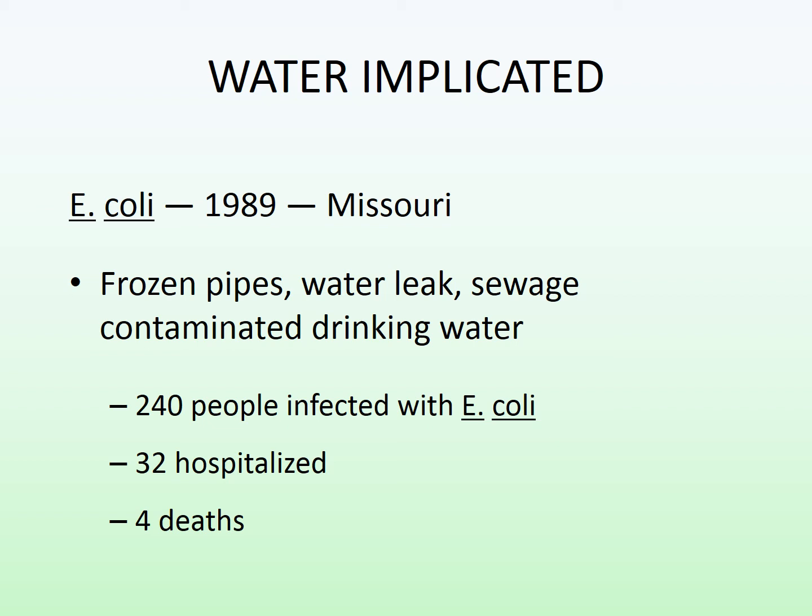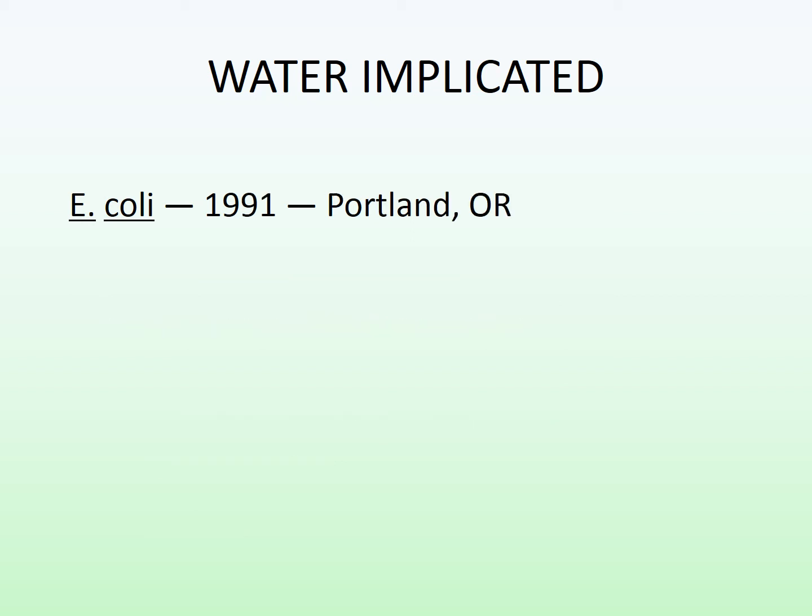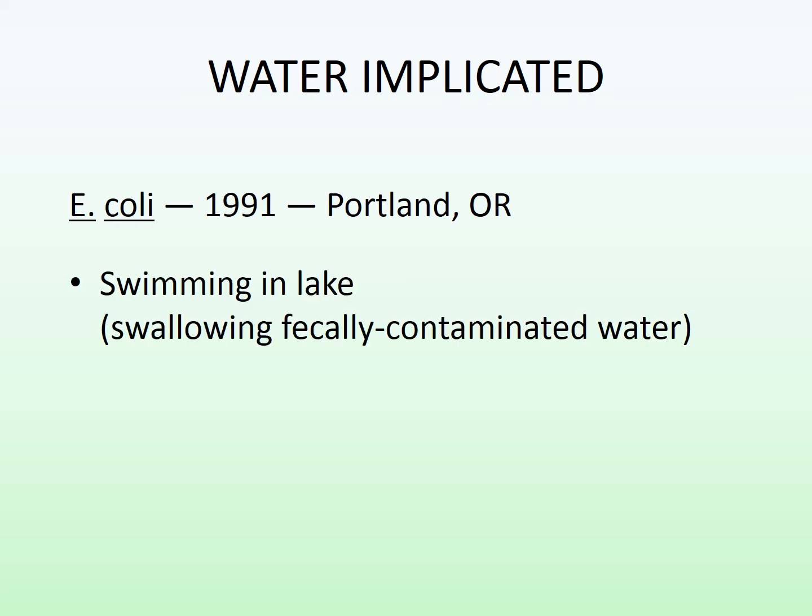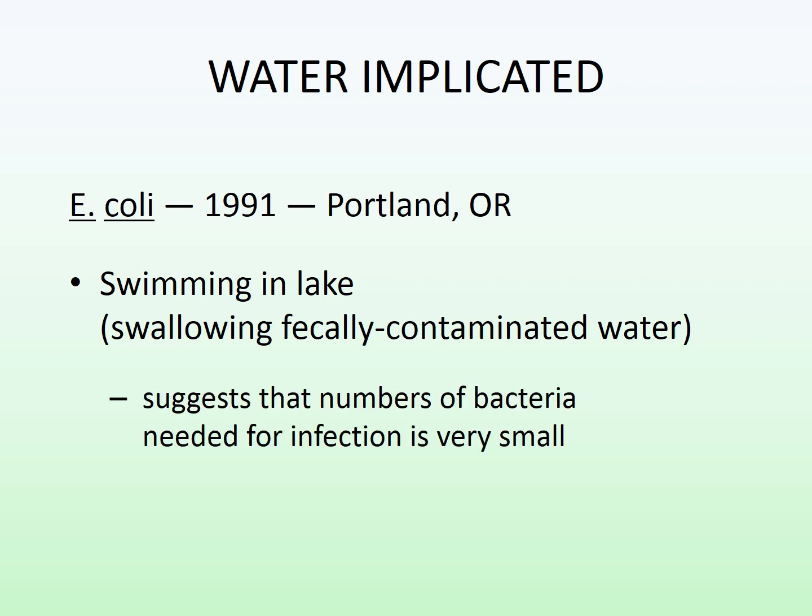We go forward a little bit to the next recorded incident that's tied to water. In 1991 in Portland, Oregon, people swimming in a lake, ingesting water, swallowing fecally contaminated water. This study suggested that numbers of bacteria needed for infection in people was very, very small. In this case, in 1991, 59 people were infected. And you see these incidents every other year since 1991. So there are instances where this particular strain, 0157 of E. coli, gets into our water supply.